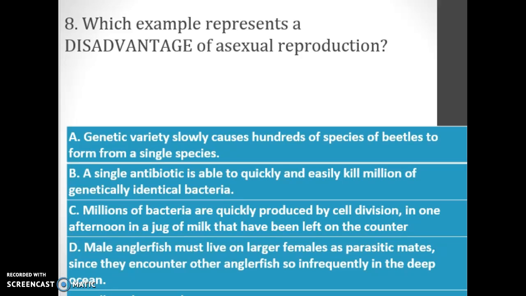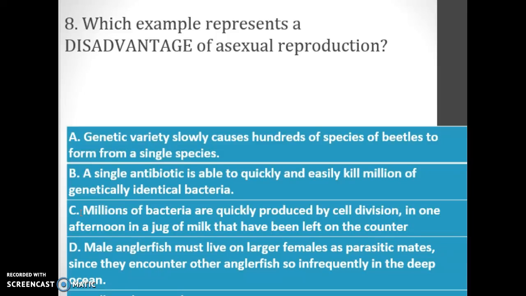Which example represents a disadvantage of asexual reproduction? So we haven't talked about sexual and asexual reproduction since Biology A, so this is a great review. Your choices are A, genetic variety solely causes hundreds of species of beetles to form from a single species. B, a single antibiotic is able to quickly and easily kill millions of genetically identical bacteria.